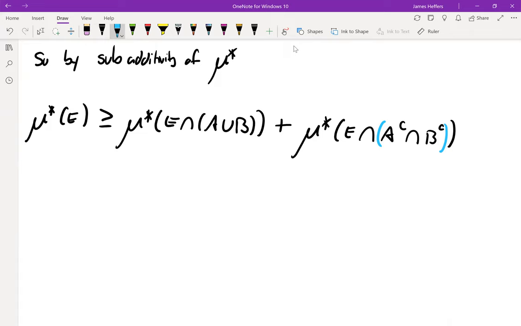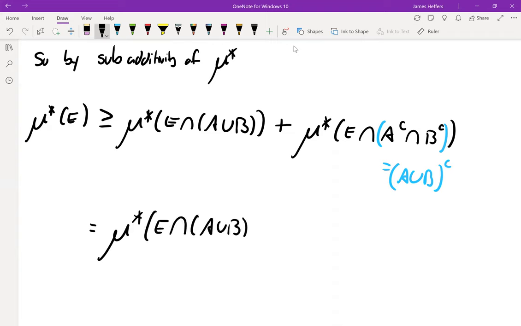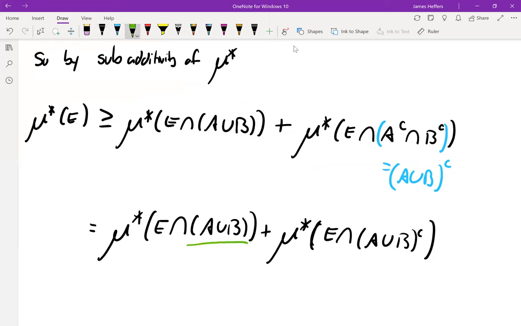And you might ask, why did you do that? Because A complement intersect B complement is actually the same as (A union B) complement. Now let's look at what we did here. I'm pretty excited. I hope you are as well, as you realize the absolute maneuver we just did. Oh yeah, look at that. A union B, A union B complement. That is what we were hoping for, because now that means A union B is mu star measurable.